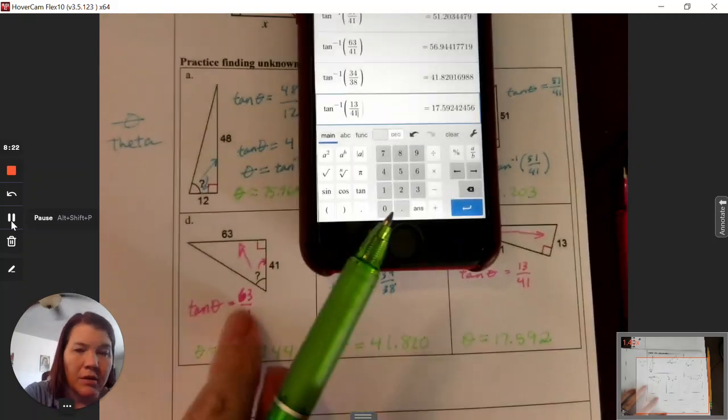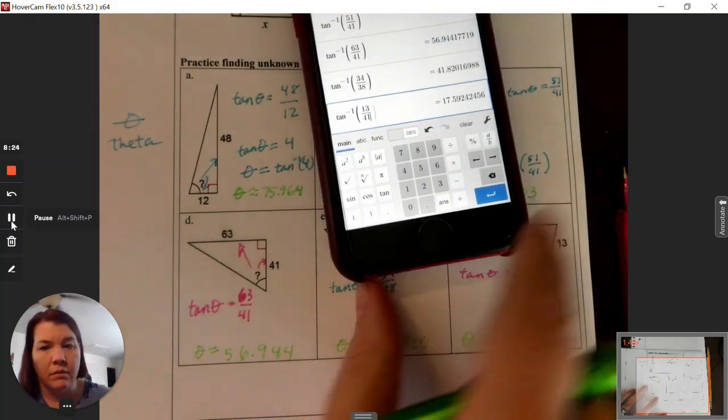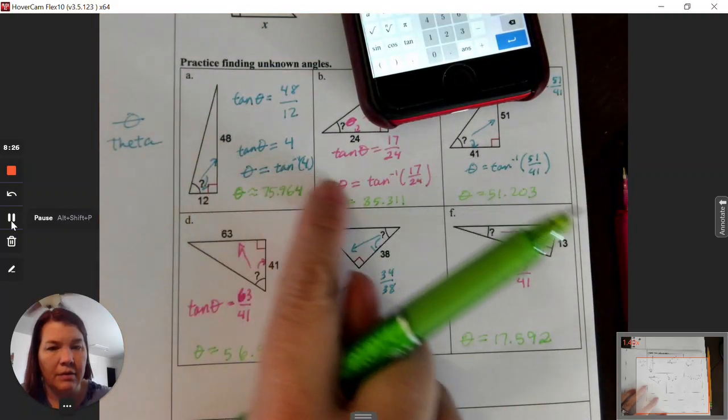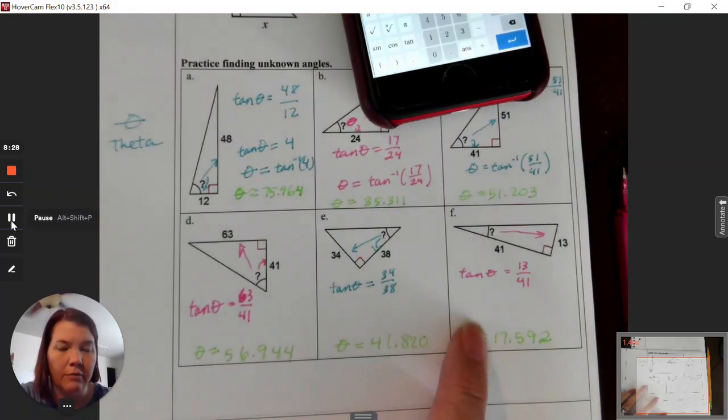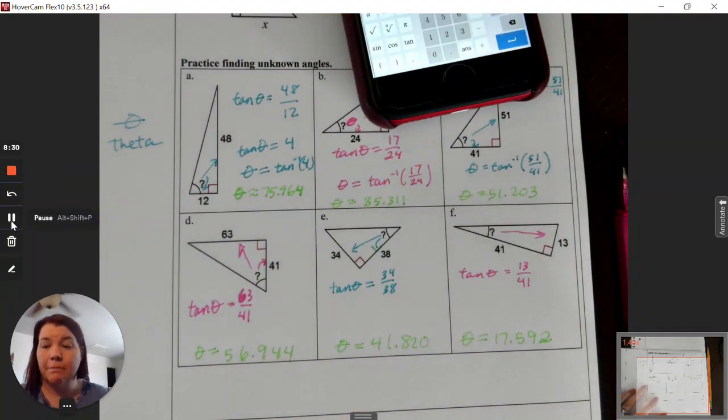Please do not write this on your paper without writing down the line that I skipped on the second set of problems. And that's it. That's all there is to it.